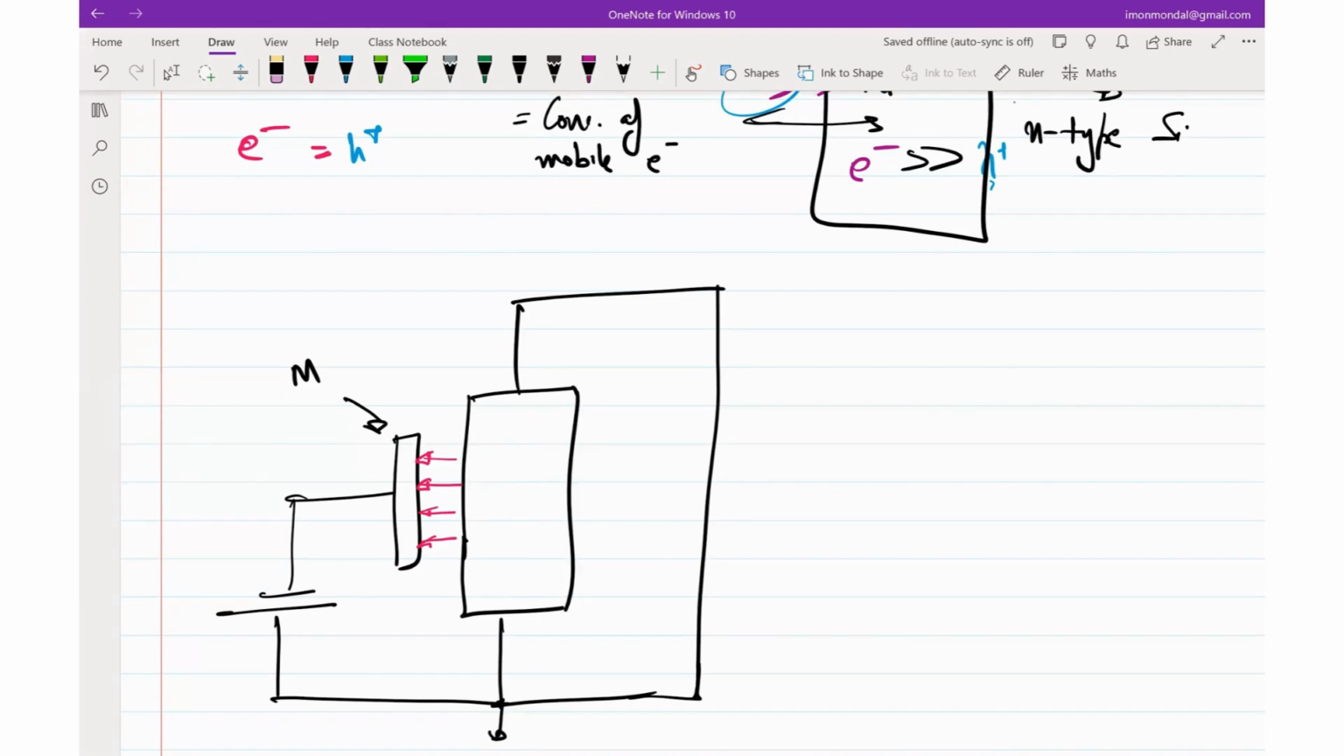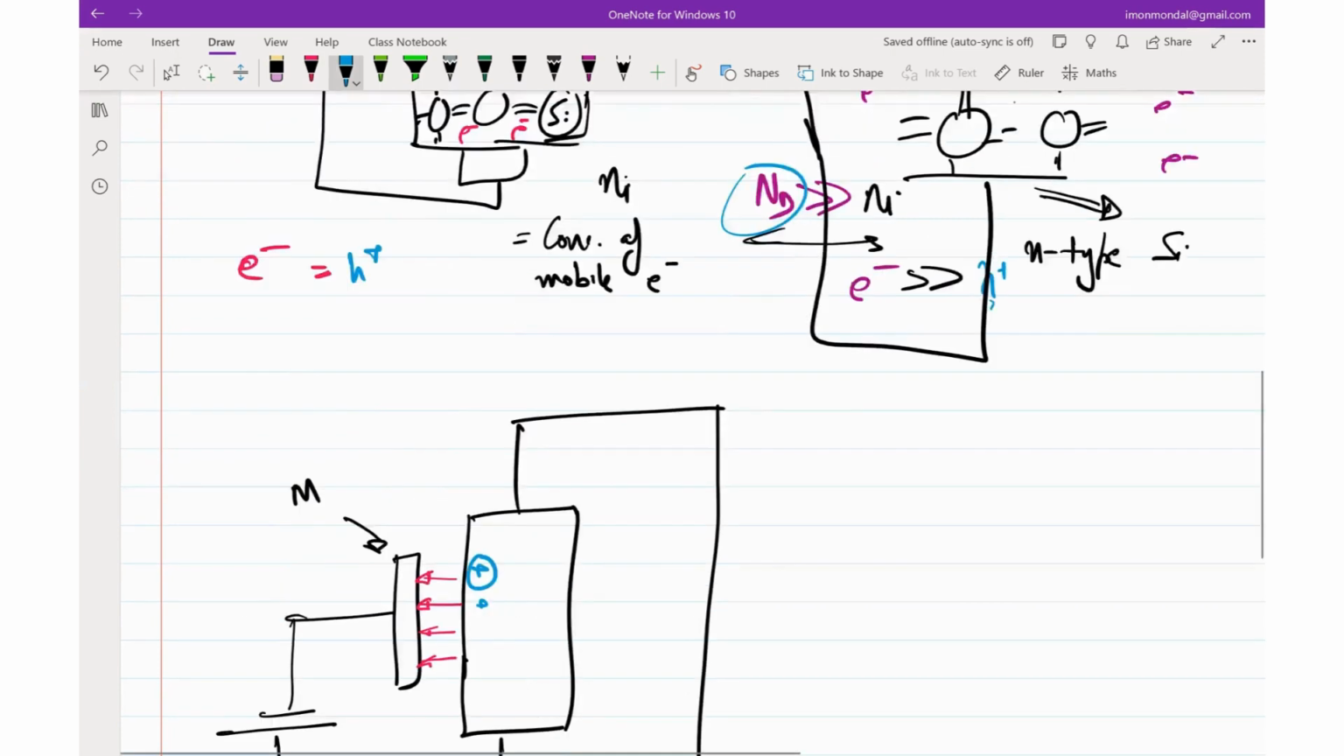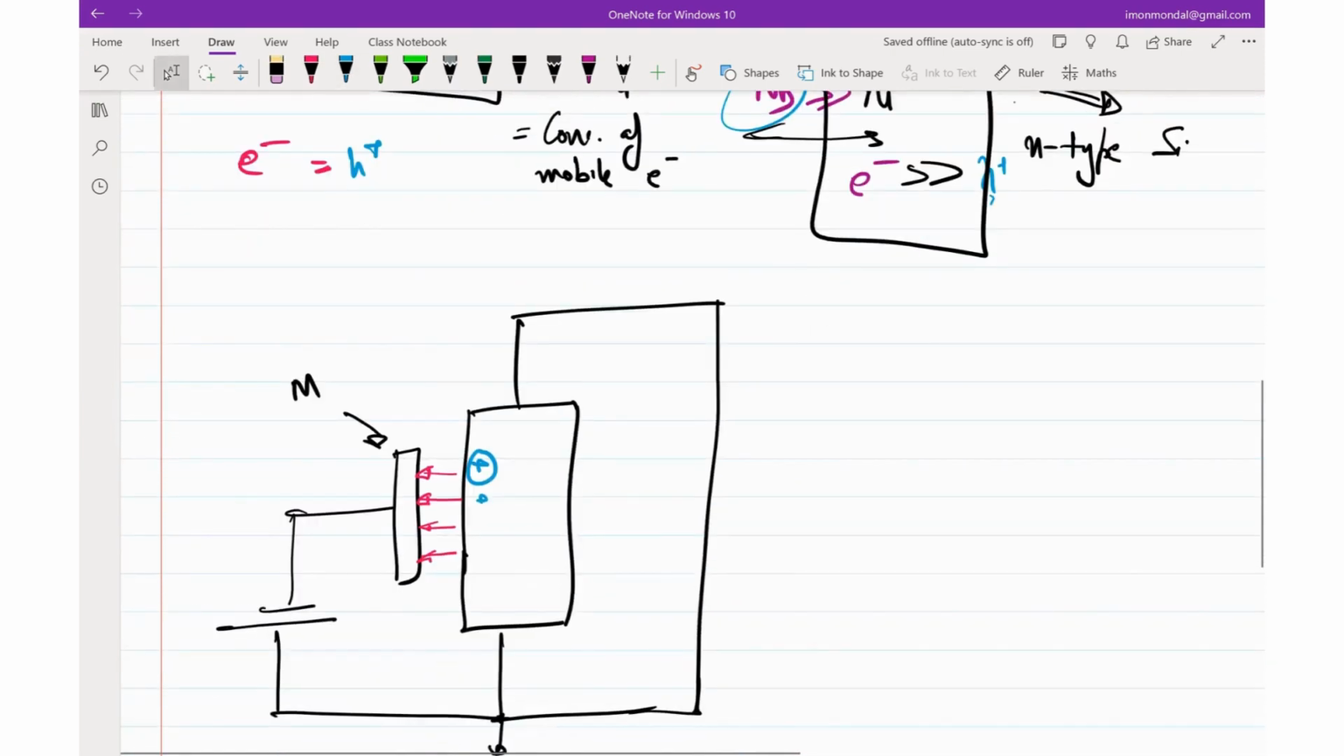And whatever will be left uncovered will be the positive ionized impurity. So you are going to get these ionized impurities which are getting uncovered, and the electrons have moved away.